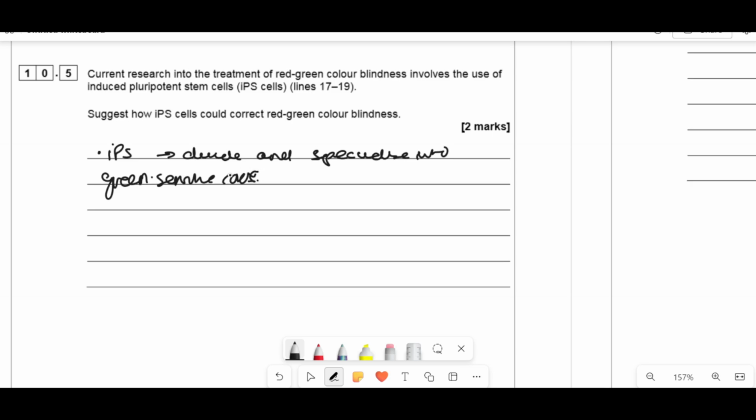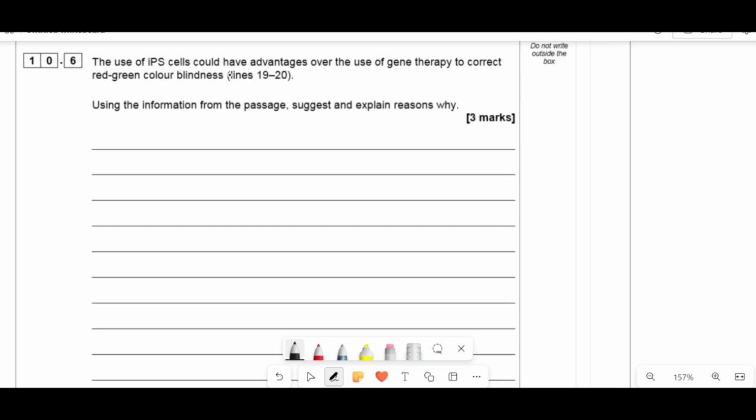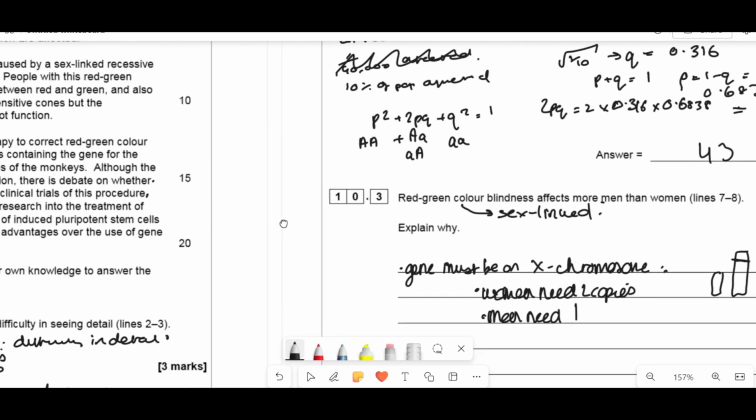Yes, the problem is with the pigment, but if you make the right cone cells that are genetically modified to make the right pigment, then that could correct it. Now it says the use of iPS stem cells could have advantages over gene therapy to correct them. Using the information in the passage, it suggests reasons why. So if we look here, what's going on?